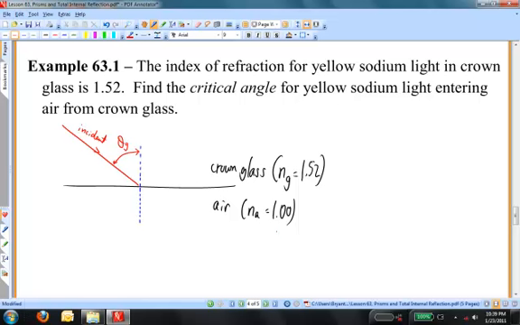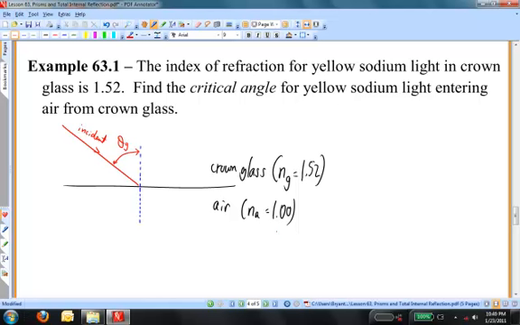Crown glass happens to be something that is used in various optical instruments. It has a fairly high index of refraction. Now we want to find the critical angle. Remember, here's the important definition. The critical angle happens when I have a denser incident medium than I have refracted medium, which is the case here.